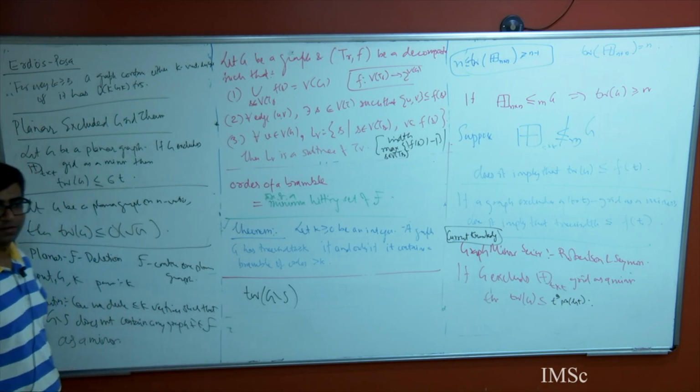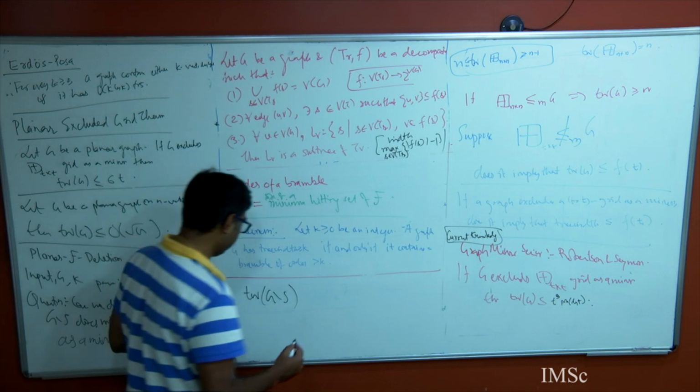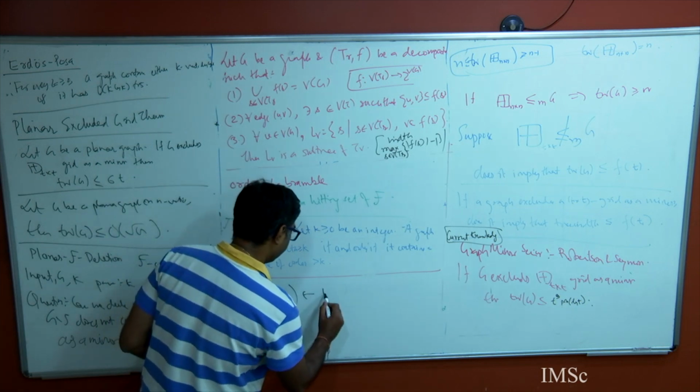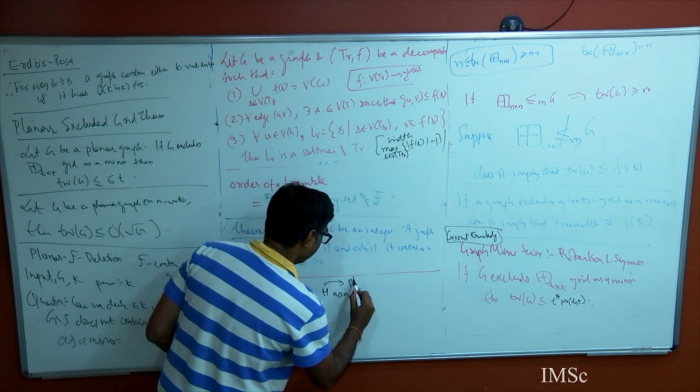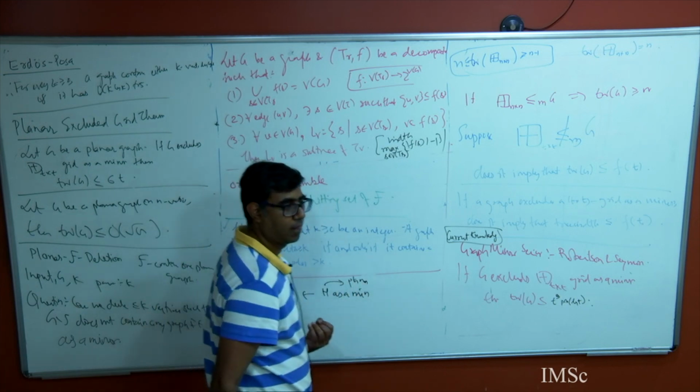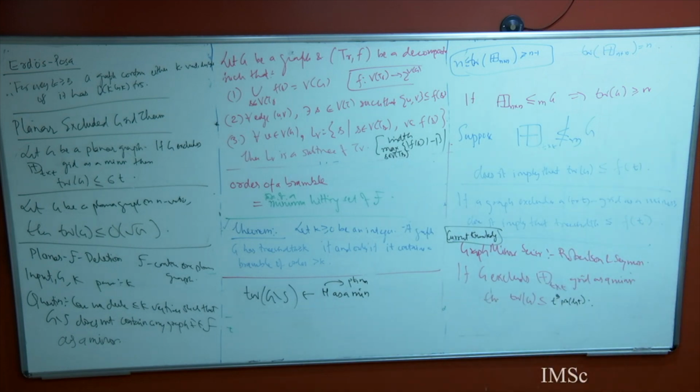Look at the tree width of G minus S. It definitely does not contain some fixed planar graph as a minor. Okay, so let us see. So, this does not contain H as a minor, where H is planar. Now, any planar graph can be obtained as a minor of some slightly big grid. Any planar graph H.